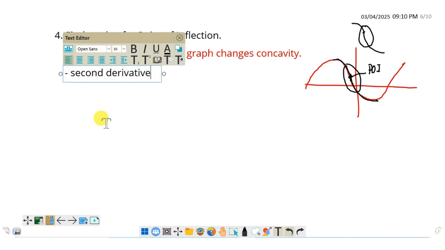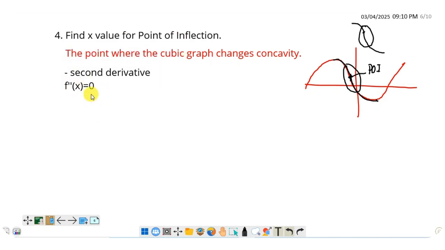That is going to be f double derivative of x equals 0. So you derive the equation twice and equate it to 0, and you solve for the value of x. Okay, so let's do that. Let us derive the first derivative.